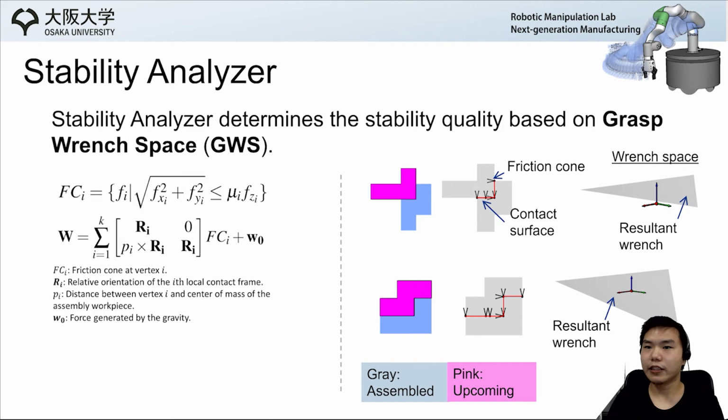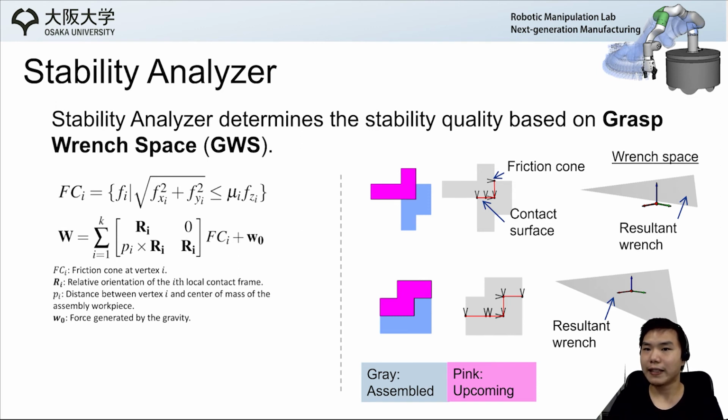Stability analyzer determines the stability and quality based on grasp range space. It's a method to analyze the stability of the grasp poses for an object. Here, we apply grasp range space to the Soma block assembly. We assume every vertex on contact surfaces generates a uniform friction cone and use these friction cones to compute the range hole. That is the formula to compute a range hole.